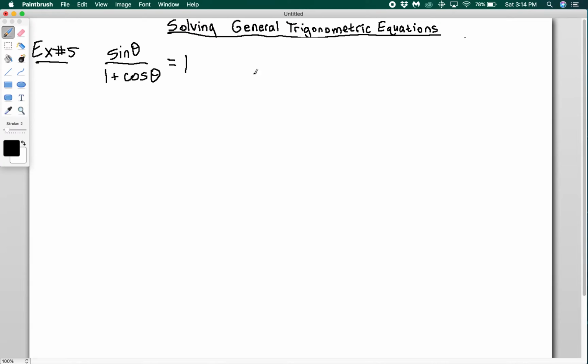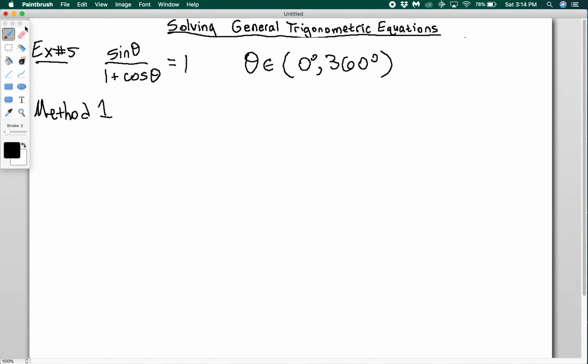And we say it's equal to 1, and I want you to solve it for theta between 0 degrees and 360 degrees. So there's nothing that jumps out at me as being able to simplify this. I'm going to show you 2 ways to do this. The first way is going to be, we'll call it method 1.